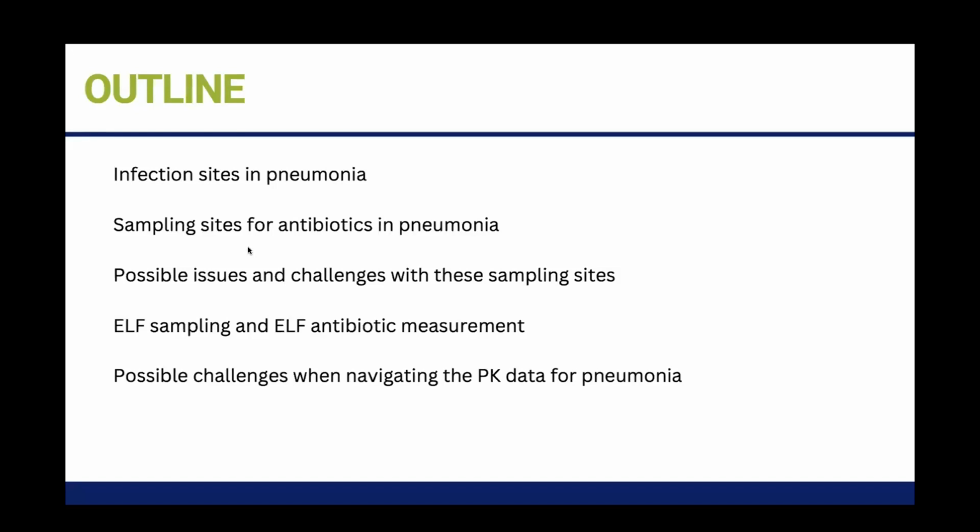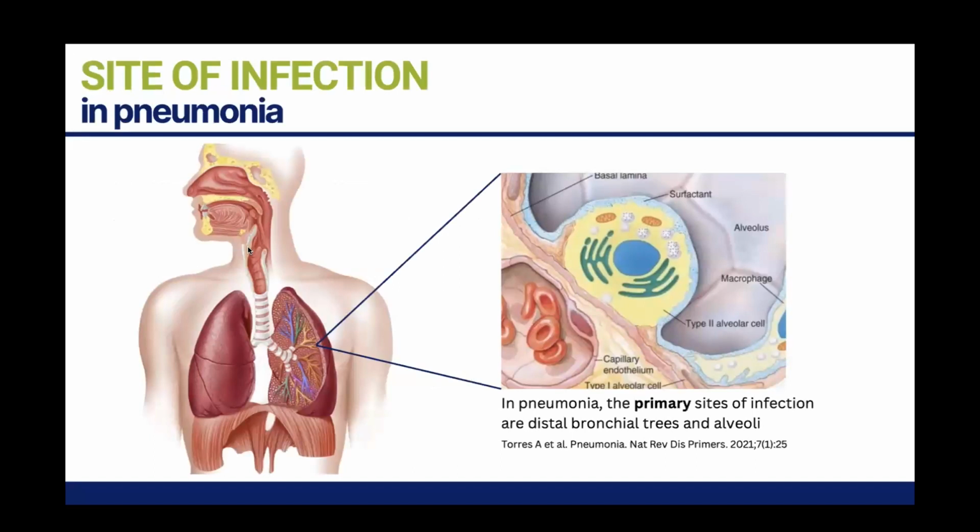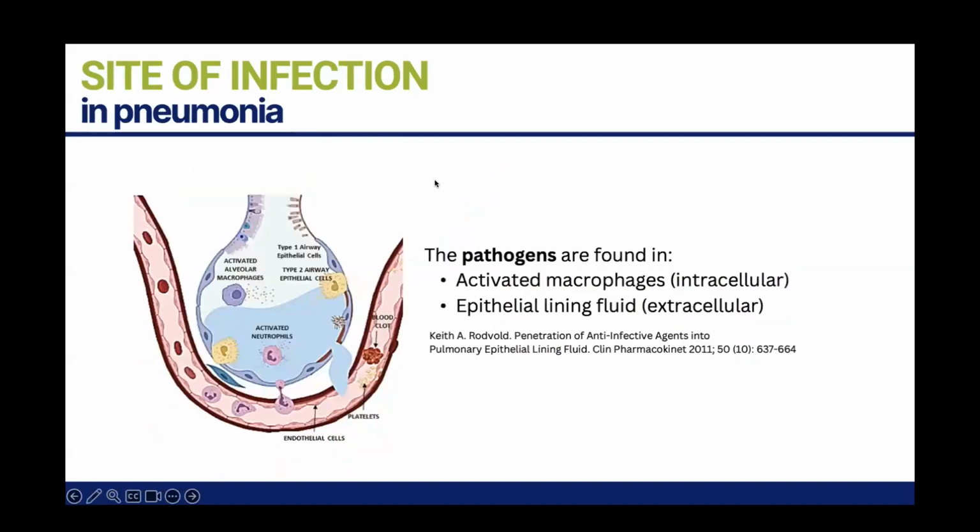So I would like to start with the site of infection. As Prof. Charles said just now, in pneumonia, the primary site of infection is in the lungs, specifically in the distal bronchial trees and alveoli. As you can see, this is the blown up structure of a lung unit. So the infection primarily occurs in this area, the alveolar space. So this is where the infection occurs, and we should be concentrating on measuring the antibiotic level in this space or from this area.